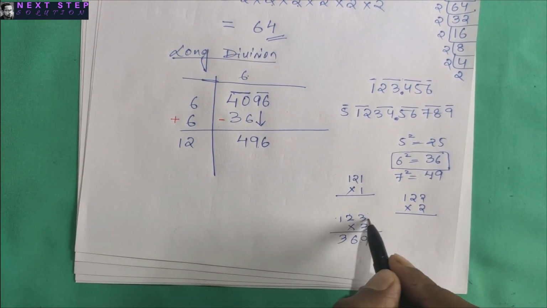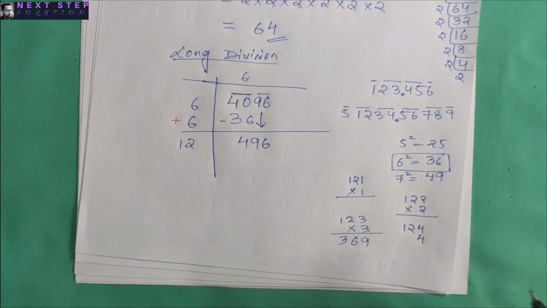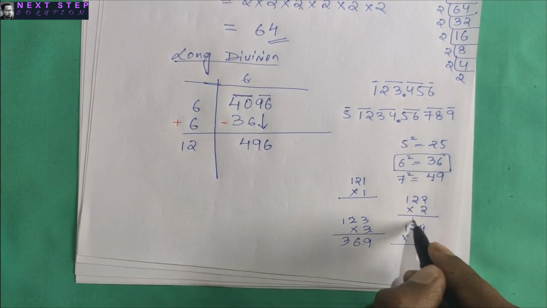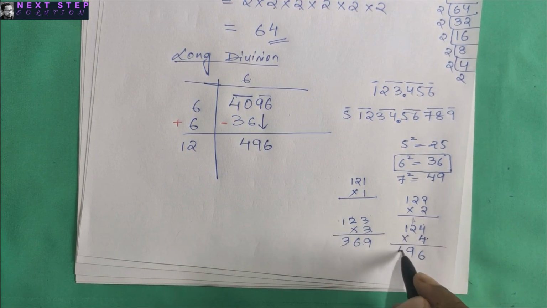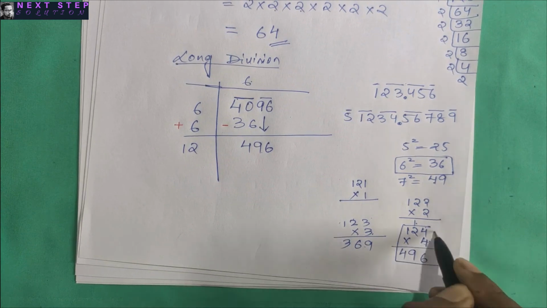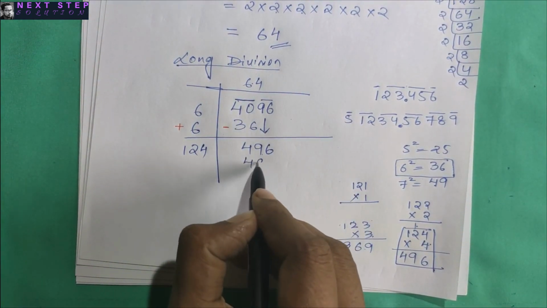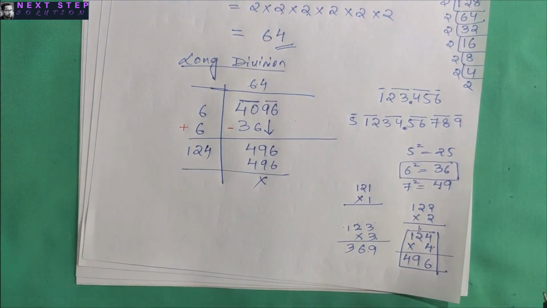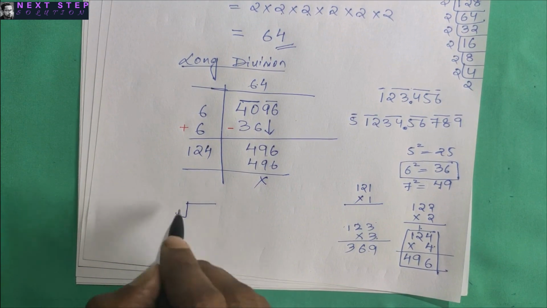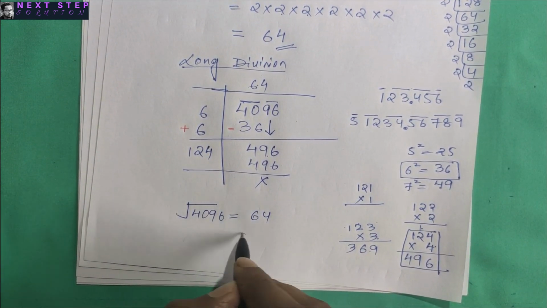Now suppose it is 3, 1, 2, and if we take 4, we need to multiply with 4. Now 4 4s are 16, 1 comes here, 4 2s are 8 plus 1, 9, 4 1s are 4, so 496. This is 496. So if we multiply with 4, we get the answer 4, 9 and 6. After subtracting, nothing is left. So the answer is 64. Root over 4096 is equal to 64. This is the answer.